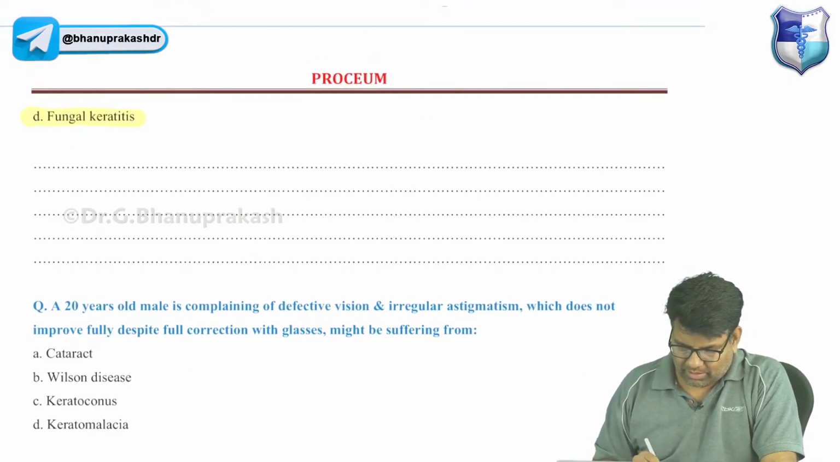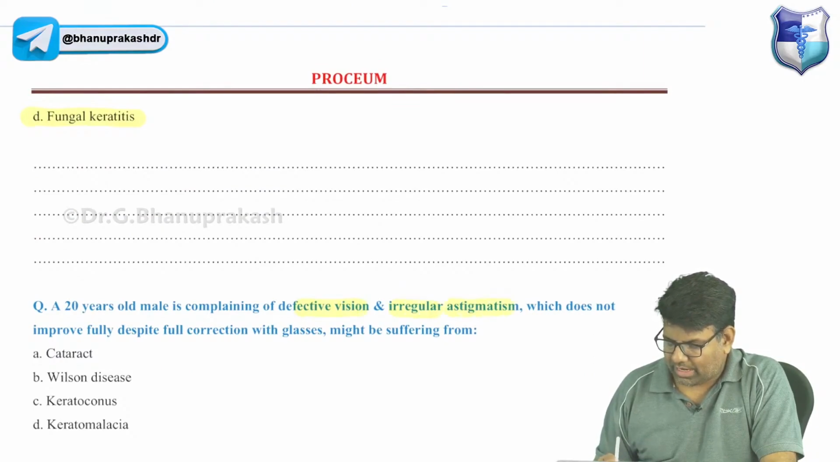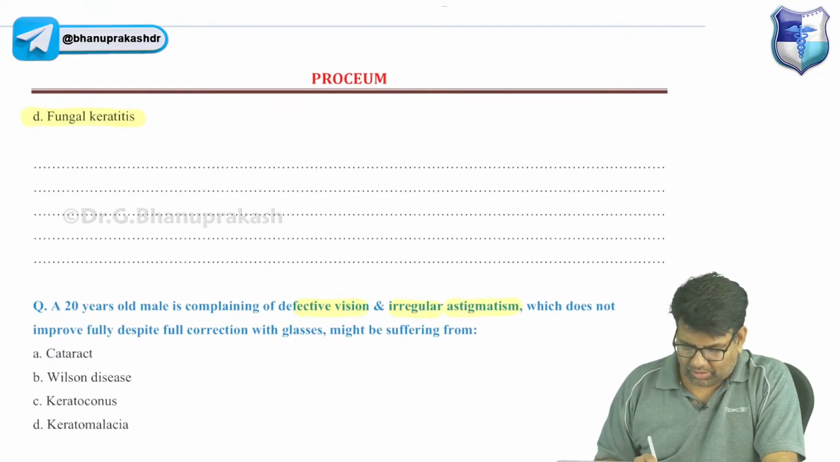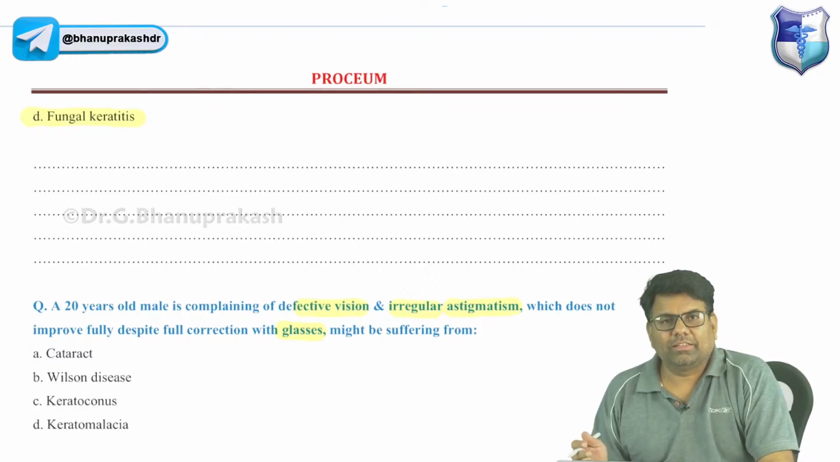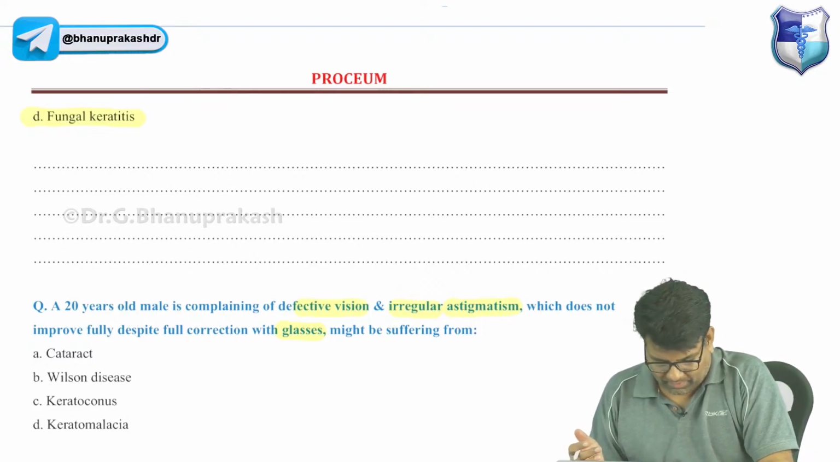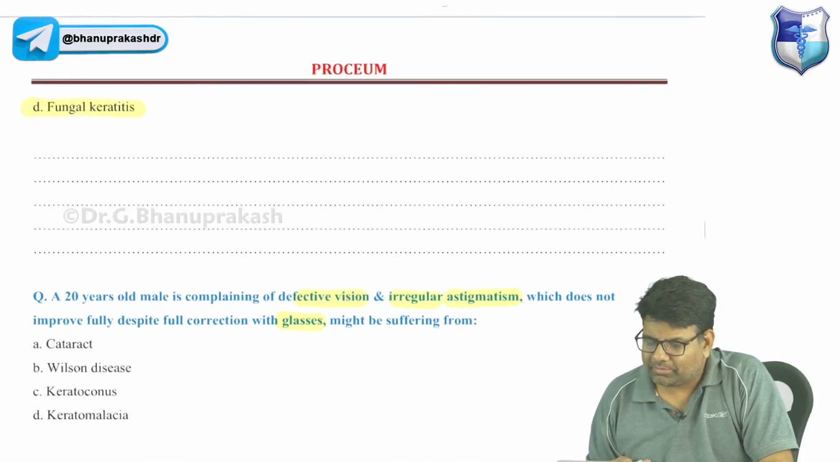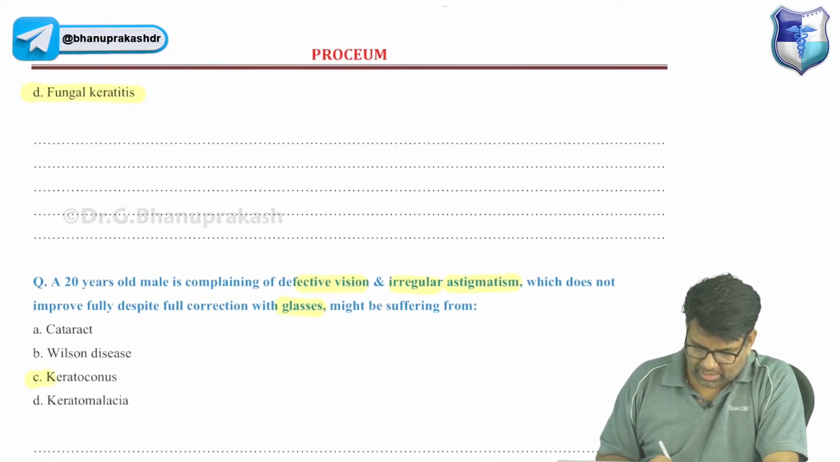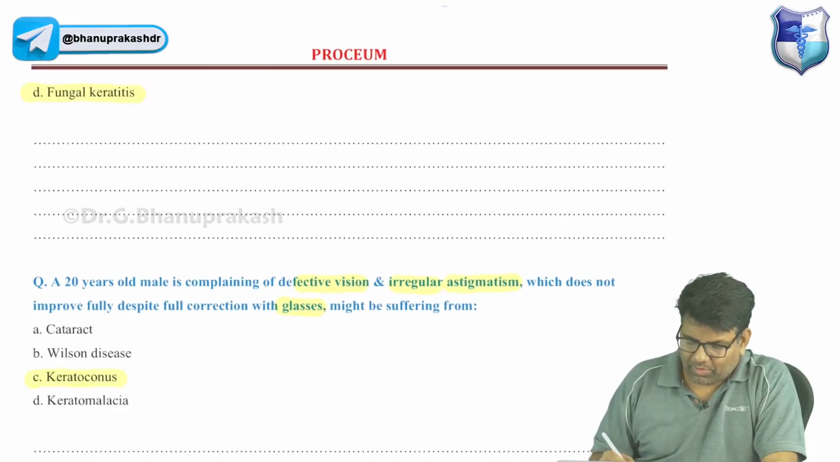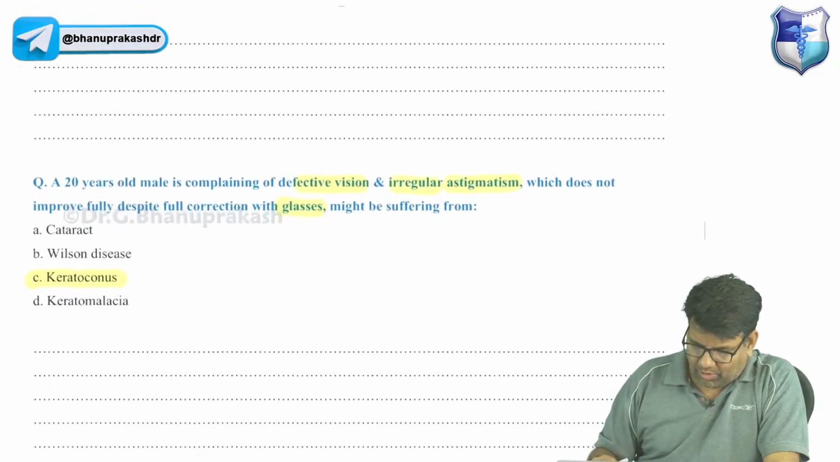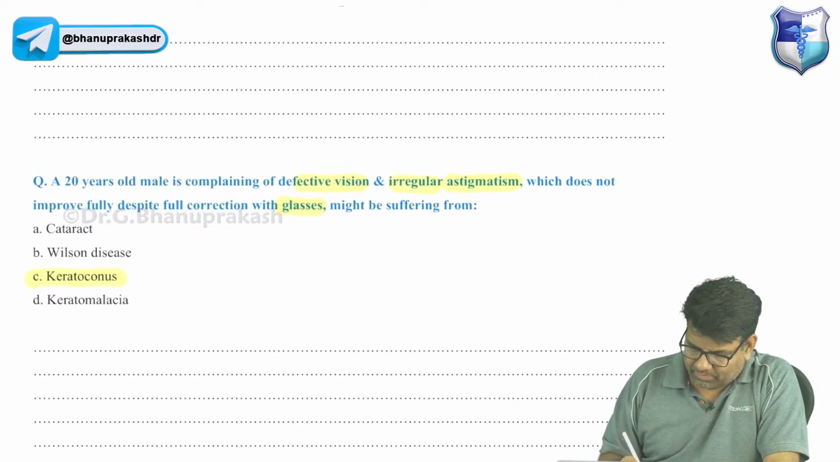Young male with defective vision and irregular astigmatism, which is not corrected with glasses. What can be the answer? Yes, you are absolutely right. This is keratoconus. So we have already discussed what keratoconus is.